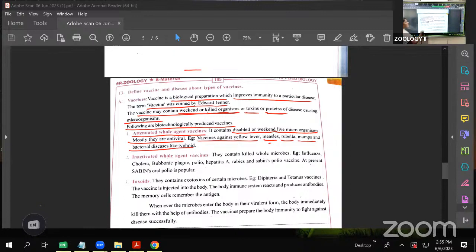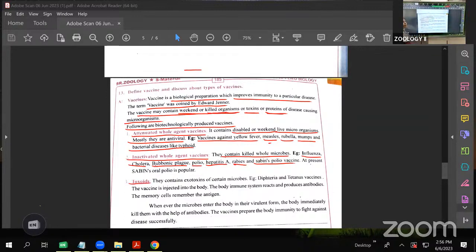Next, the second one is called inactivated whole agent vaccines. Before that, weak or disabled microbes we were using. In this, killed, inactive microbes we use for the preparation of vaccine. They contain the killed whole microbes. For example, influenza, cholera virus, bubonic plague, polio virus, hepatitis A, rabies, and the Sabin's polio vaccine. These are all prepared from killed microbes. Before that, we prepared vaccines from weak live microbes, but in this, inactivated whole agent vaccines, we use killed whole microbes. For example, influenza, cholera and plague. Okay, this one is about the inactivated whole agent vaccines.